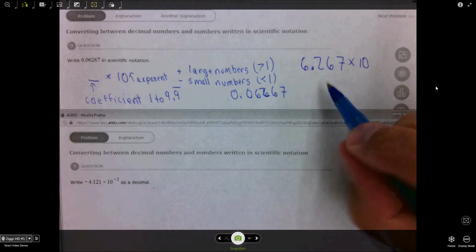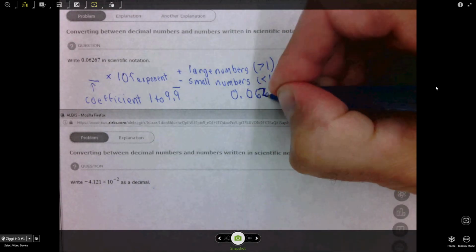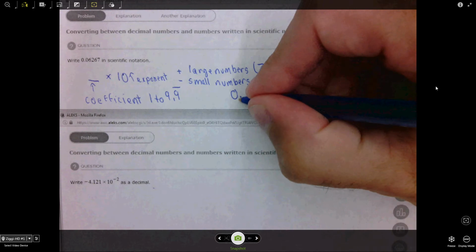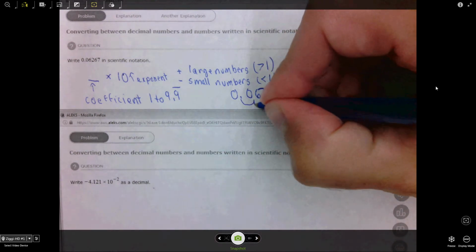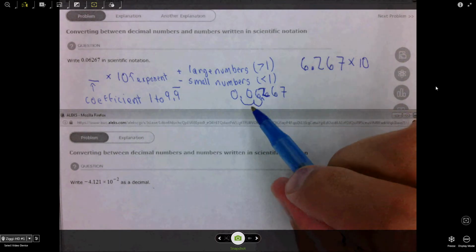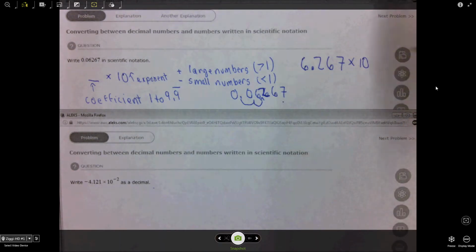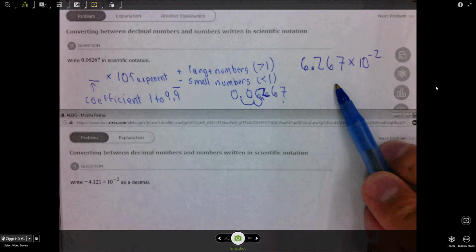We need to figure out how many times we need to move the decimal place to turn this number into this number. And it turns out that we need to move it 2 times. Now we need to determine should it be -2 or +2. Well, since this original number is smaller than 1, it should be -2. We now have this number written in scientific notation.